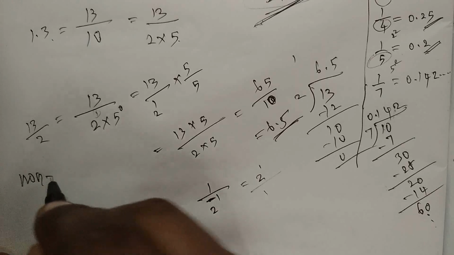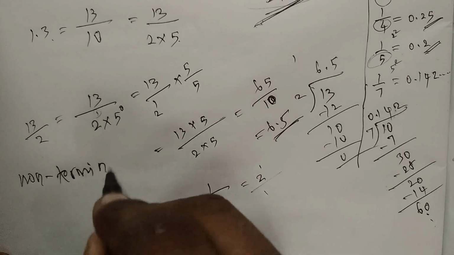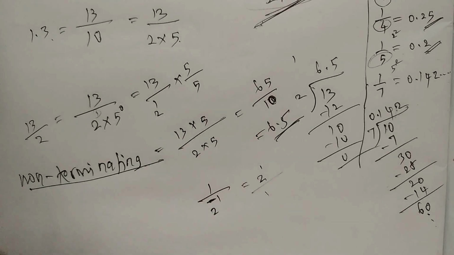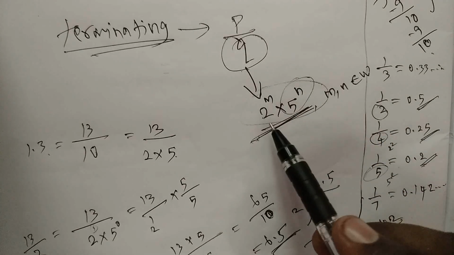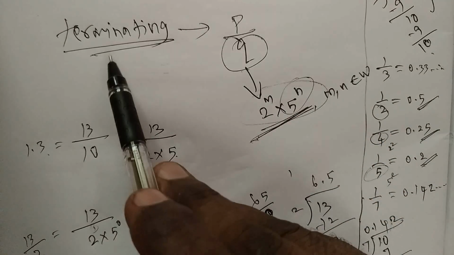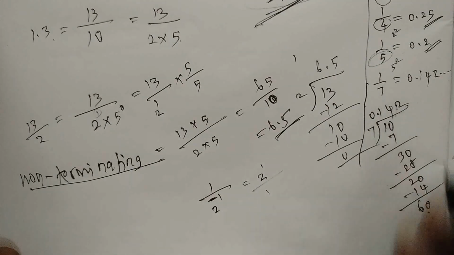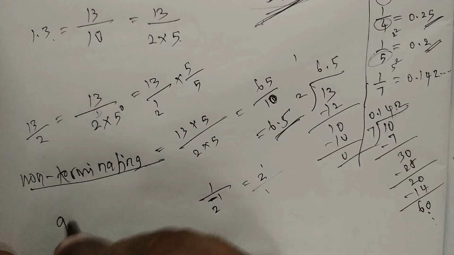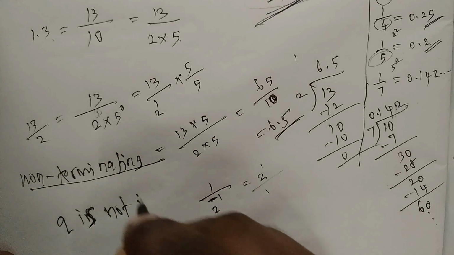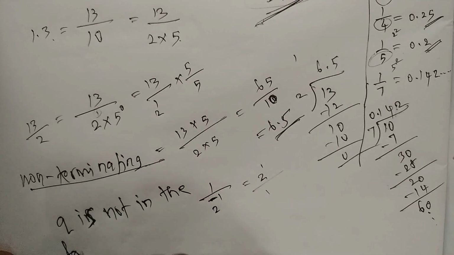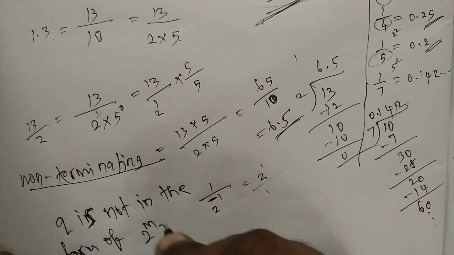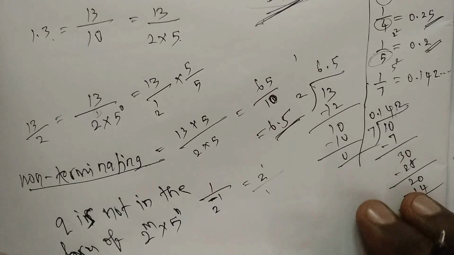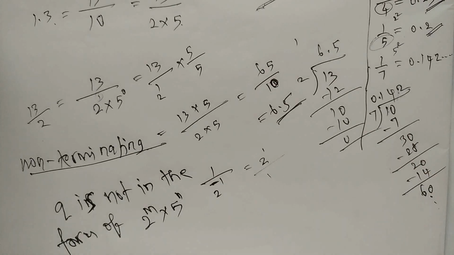So non-terminating is the opposite of what I said for terminating. For terminating, I said the denominator satisfies 2 power m into 5 power n, that is what I said is terminating. So non-terminating means the denominator q is not in the form of 2 power something into 5 power something. If this is not satisfied, that is called non-terminating.